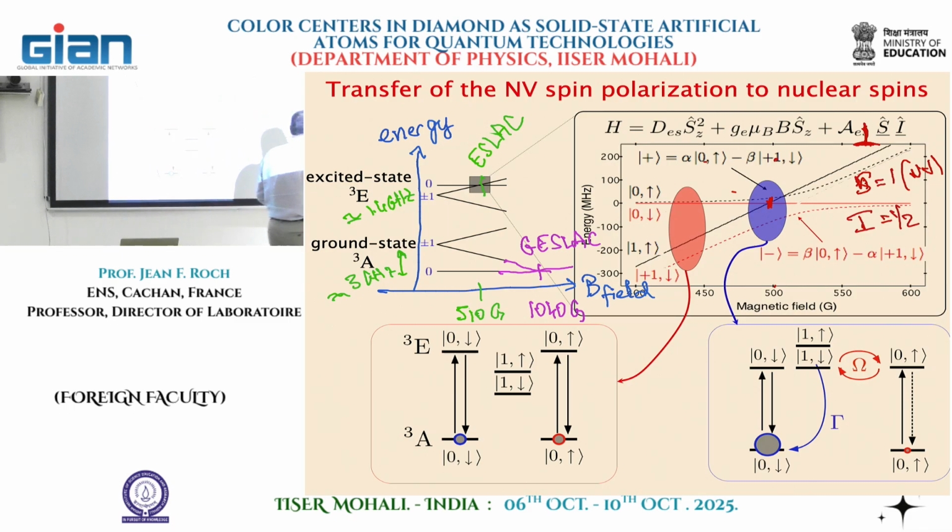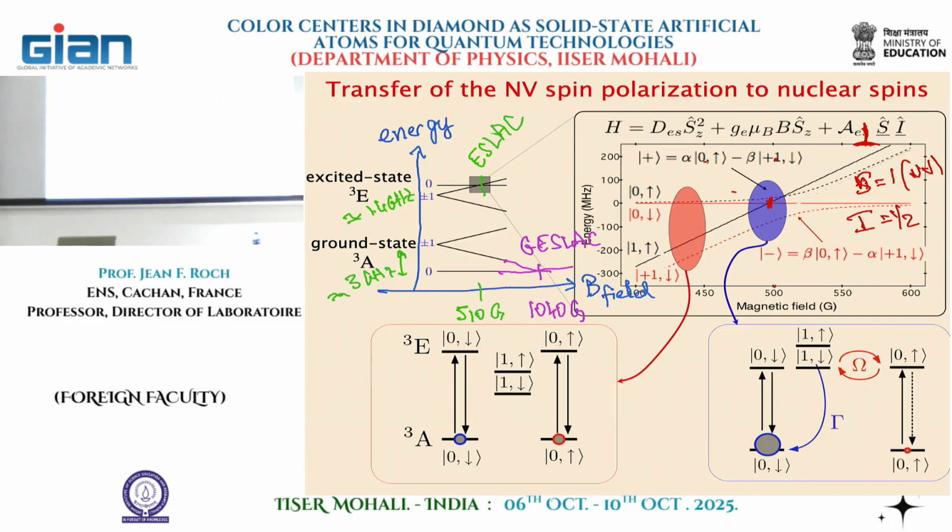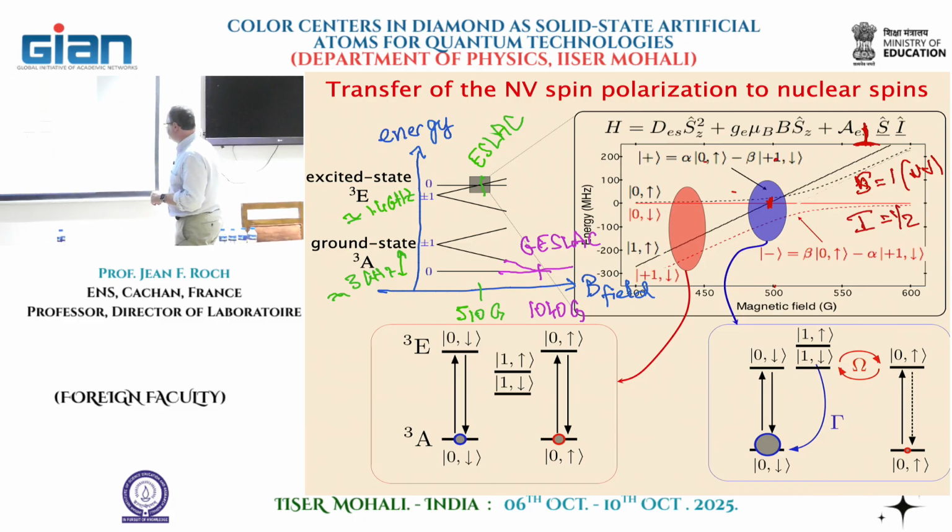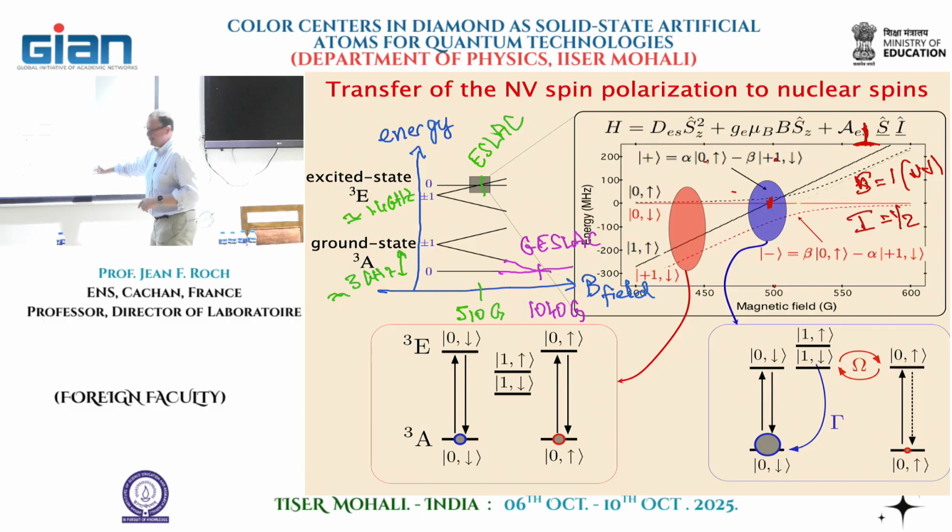Sorry, I should write it down here. Let's consider this. We start from here. I start from here, ms equals 0 and the spin up for the nuclear spin. Okay. I go to the excited state.